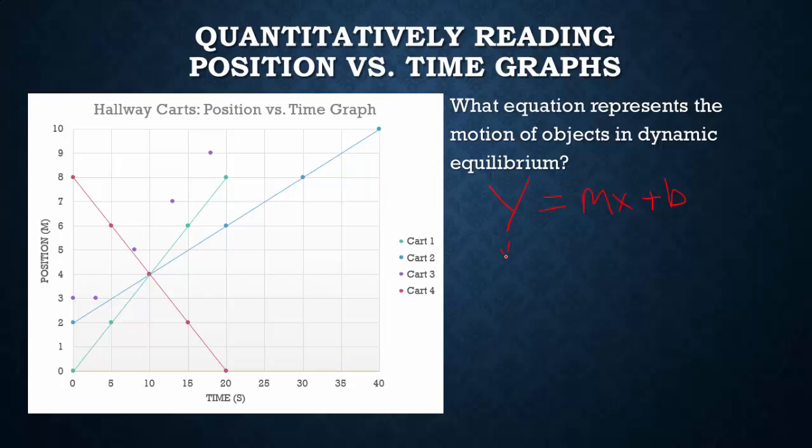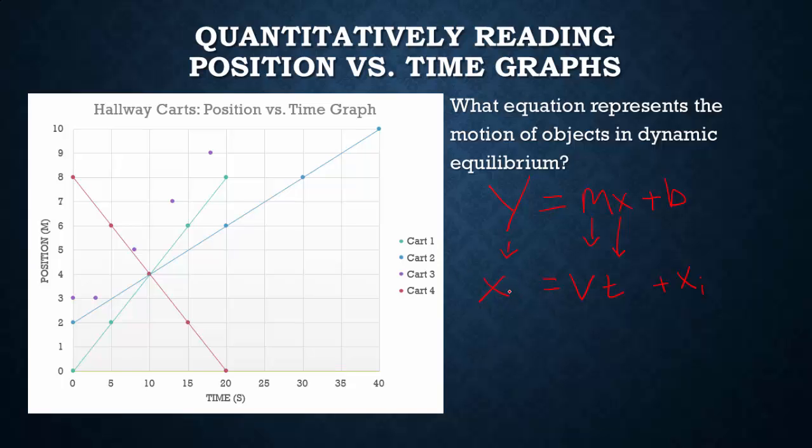For instance, the y-axis is representing your position. The slope, we said, was already representing our velocity. The x-axis is representing time, and we said that the y-intercept is representing our initial position. So this is an equation that represents what is going on with our graph.